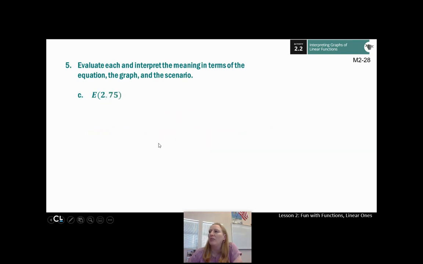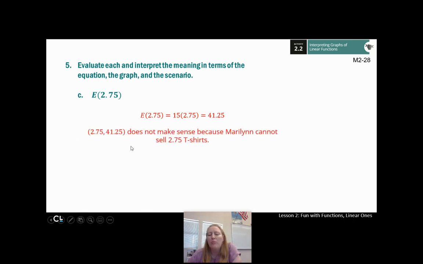I have a little bit more. This gets a little more complicated. I have E of 2.75. So I did 15 times 2.75, and that gives me 41.25. This is a problem because while I could graph that point on a graph, (2.75, 41.25), this doesn't make sense. Remember that t stands for the number of t-shirts. You either sell a t-shirt or you don't sell a t-shirt. You don't sell 2.75 t-shirts. You don't sell a piece of a t-shirt.